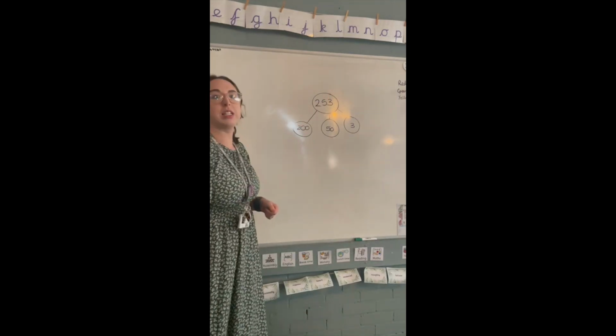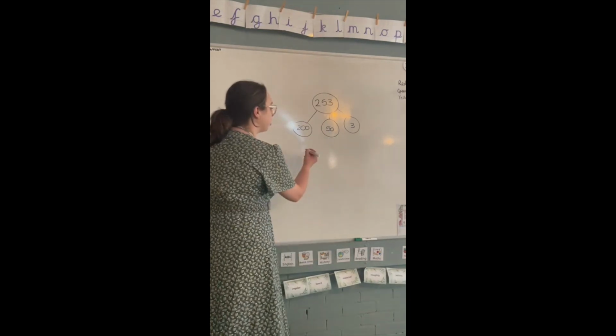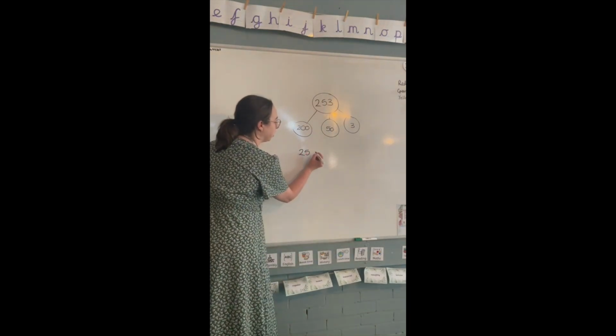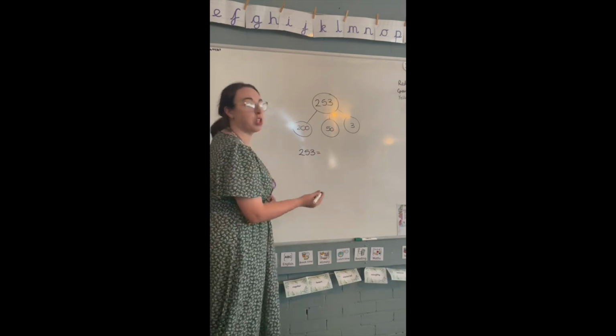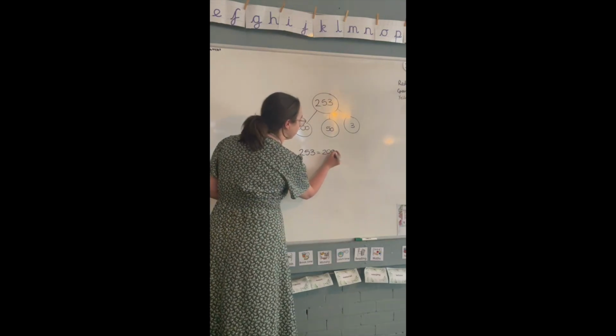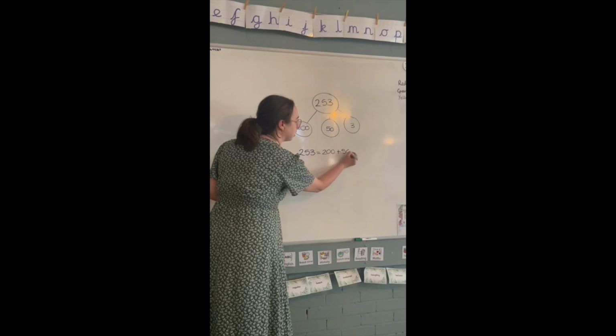From this, the children can now write a number sentence. So, for example, 253 is equal to 200 plus 50 plus 3.